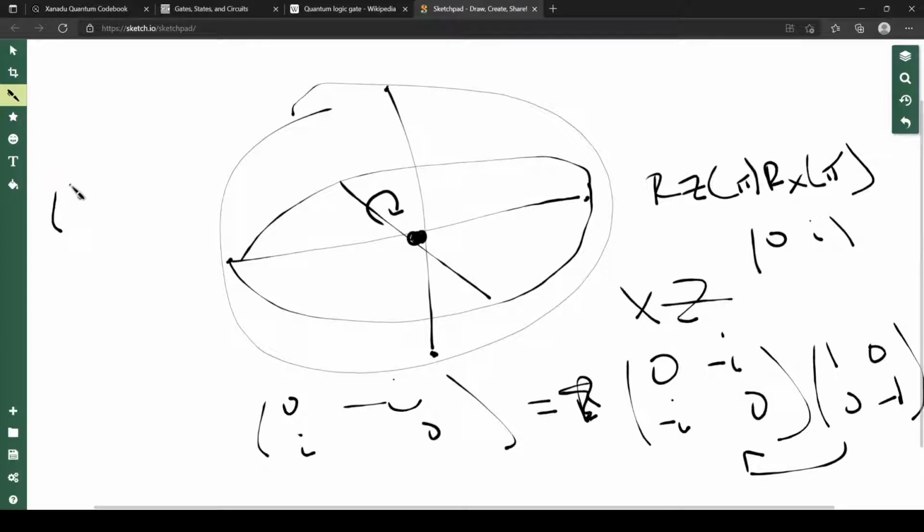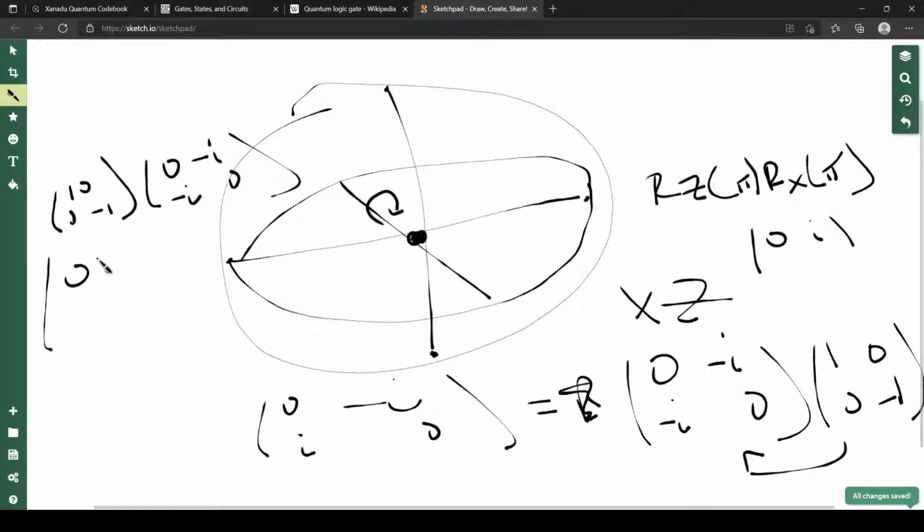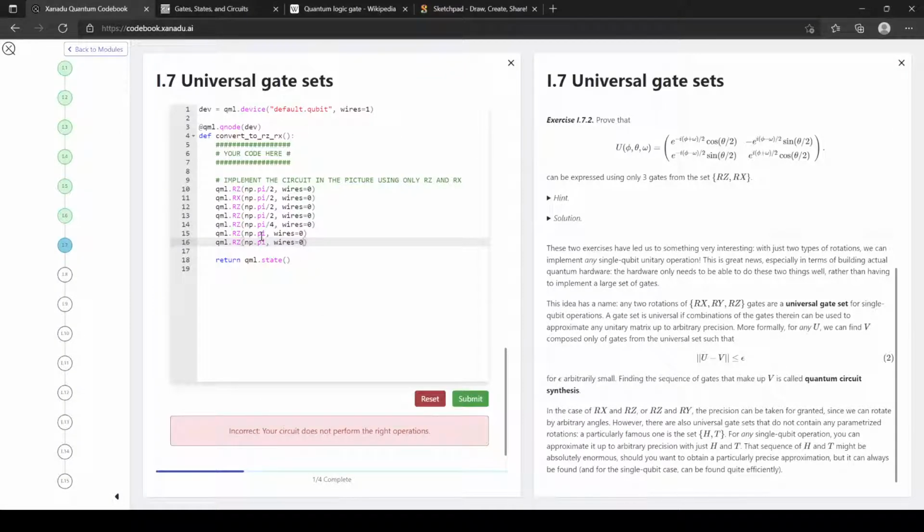Maybe what happens if we do this first? 1, 0, 0, negative 1 times 0, negative i, i, 0, we get row times column, we get 0, we get row times column, we get negative i, row times column, i, 0. There we go. So it's RZ of pi, RX of pi over 2. All right, and yes, this is correct. Okay. All right, well, we know this is right.